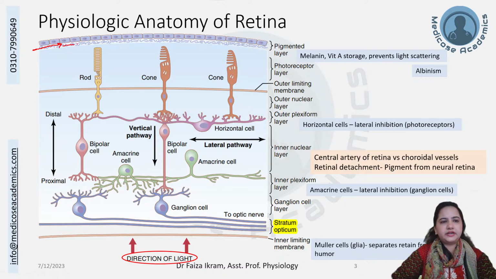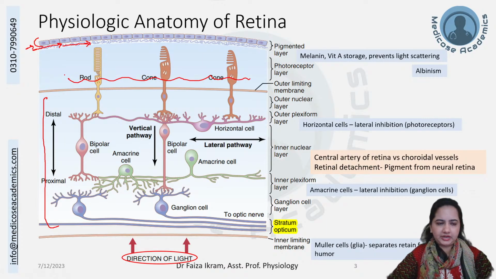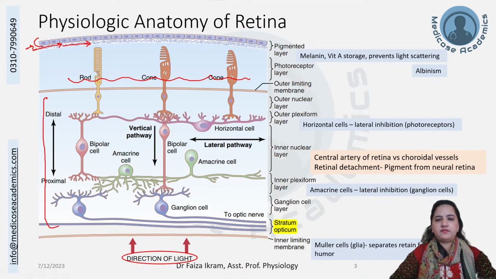So here the retinal detachment occurs. If retinal detachment occurs, the retinal artery will keep on supplying this neural tissue. Choroidal vessels will keep on supplying the pigmented layer. Most vulnerable to destruction and ischemia will be the photoreceptor layer. And if retinal detachment is not treated well in time, the photoreceptors will be mostly damaged because of the decreased blood supply.